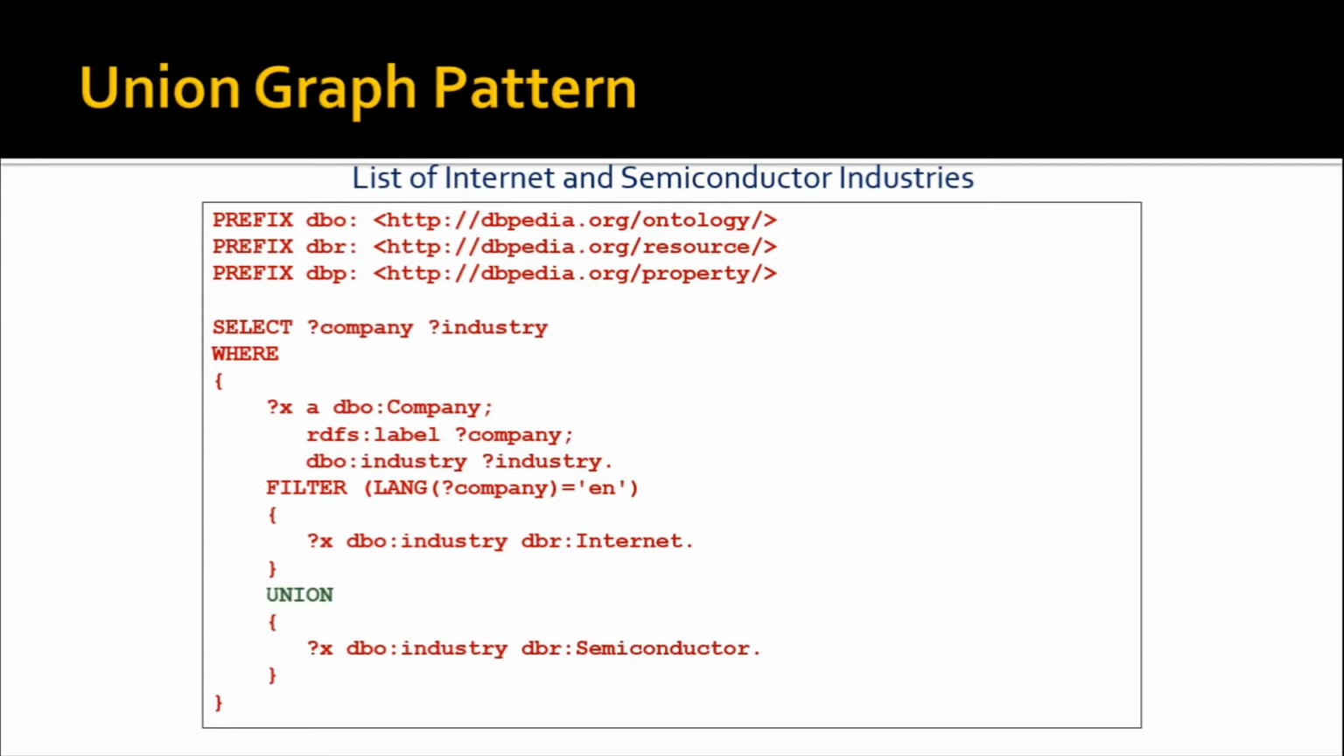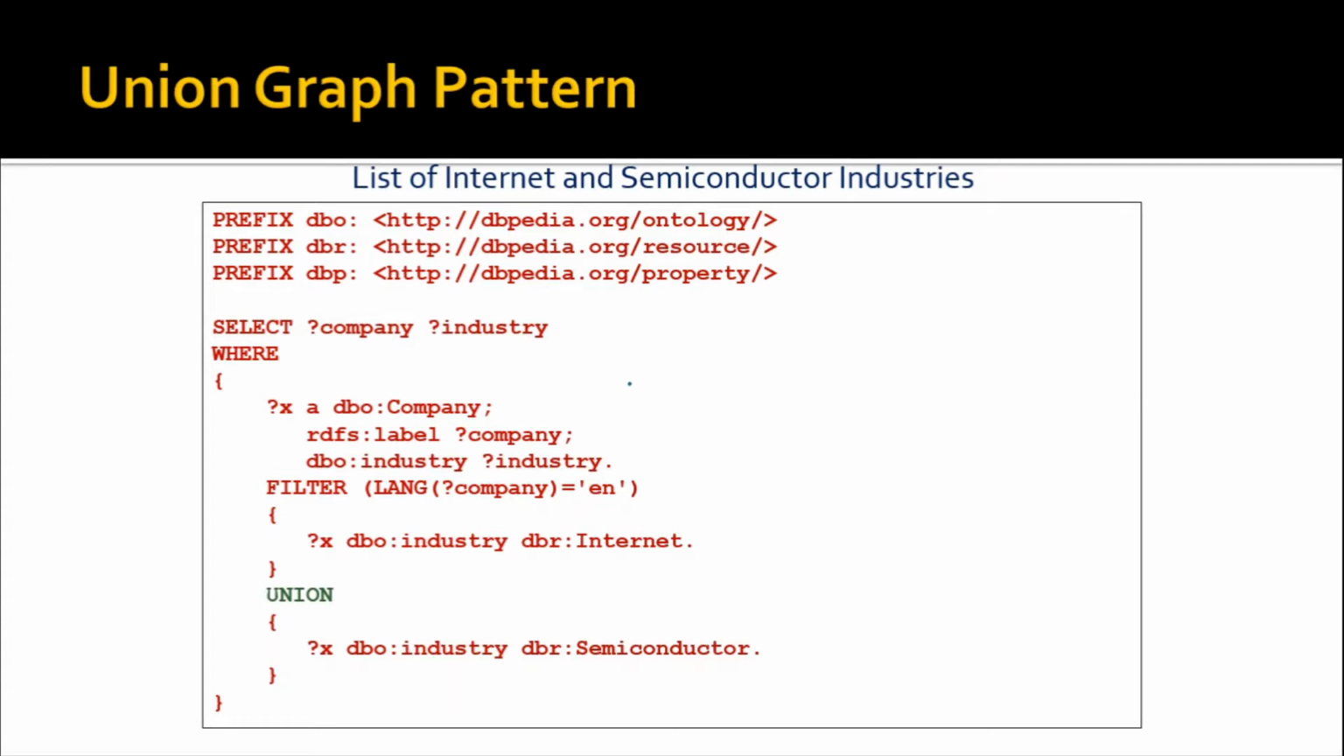union graph pattern. Right. By the name, you can really guess what this graph pattern points to, right? So you basically have two sets. If you take this particular example, what we are trying to do is to find the companies that are, say, internet companies as well as semiconductor companies, right?